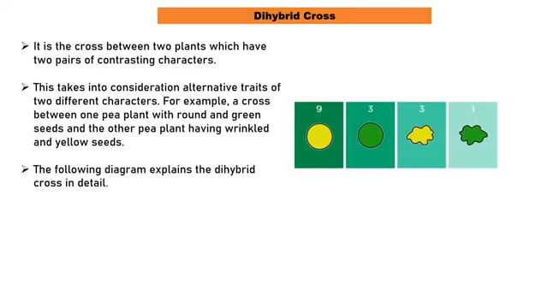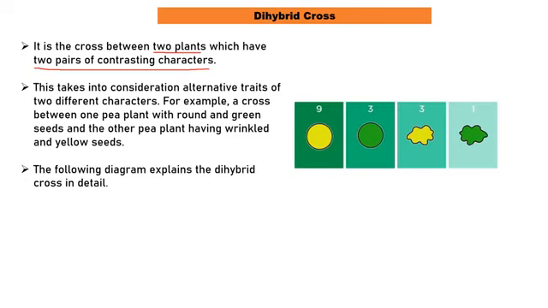Now coming to the next cross, that is dihybrid cross, right? Now what do we mean by di? Di means two. Hybrid is just the opposite of pure, as I told you. That means hybrid is a heterozygous condition of a cell, right? It is a cross between two plants which have two pairs of contrasting characters. In monohybrid, we have taken only one pair of contrasting characters, that is tall and short.